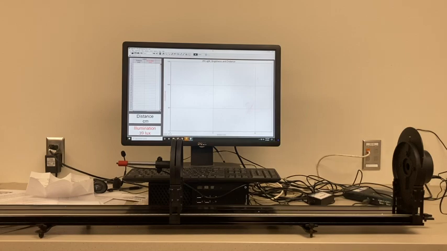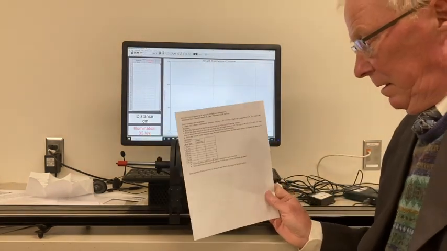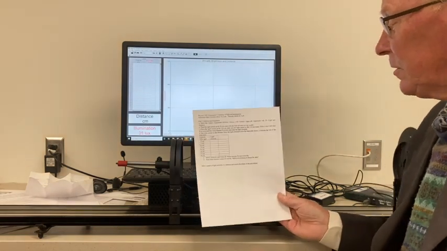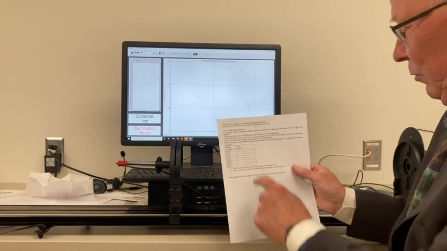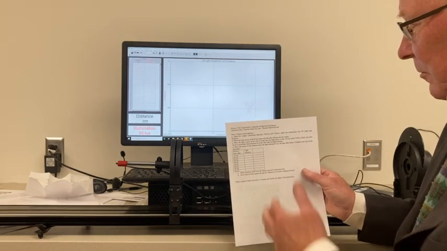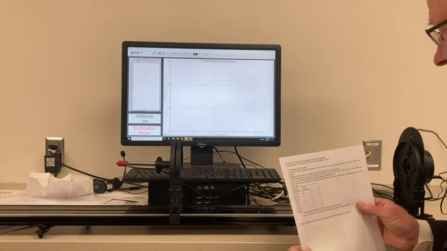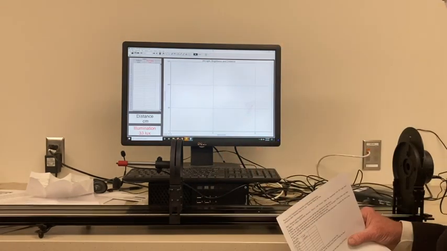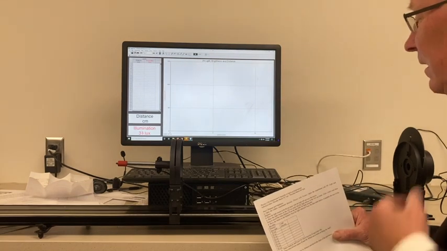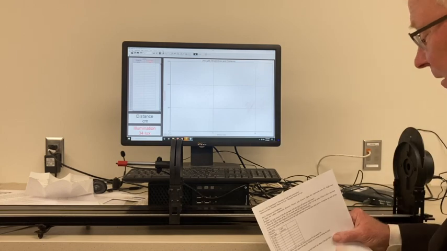All right. I'm going to be doing Lab 9 today, and I'll explain what we're going to be doing. This is intensity of light and polarization. I'll demonstrate the lab, but I need to have the lights off, because we do not want the background light to be part of the data.